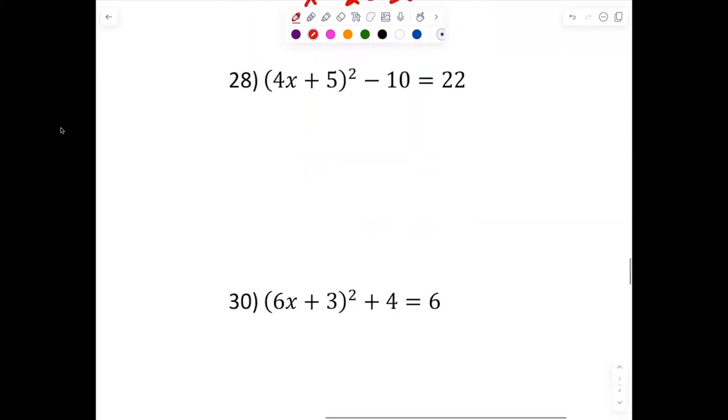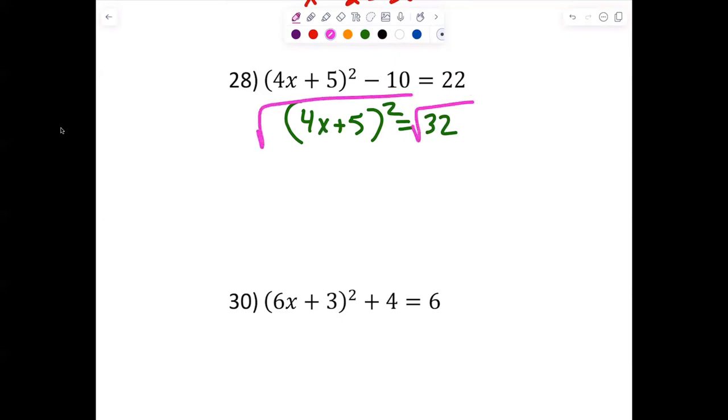All right. Number 28. First step is to do what? Add 10. 4x plus 5 squared equals what? 32. Now I do what to both sides? All right, now it's been a while since we've had to do 32. What's the biggest perfect square in 32, someone? 16 and 2. You can say 8 and 4, but then you'd have to break 8 down again. So I'd like everybody to remember square root of 32 is 16 times 2. What's the square root of 16? 4. 4x plus 5 equals, don't forget the what? Plus or minus what? 4 radical 2.